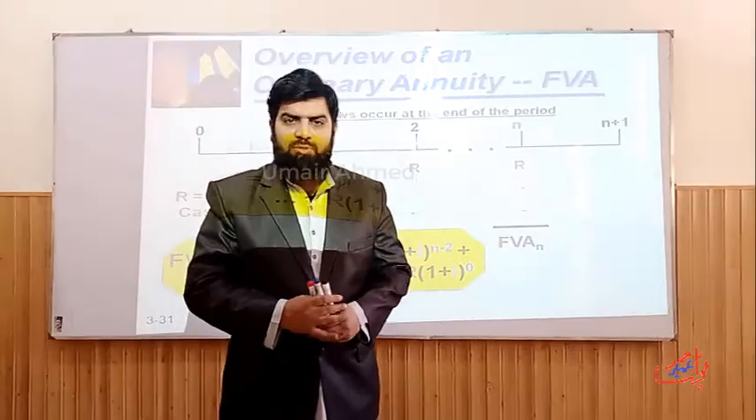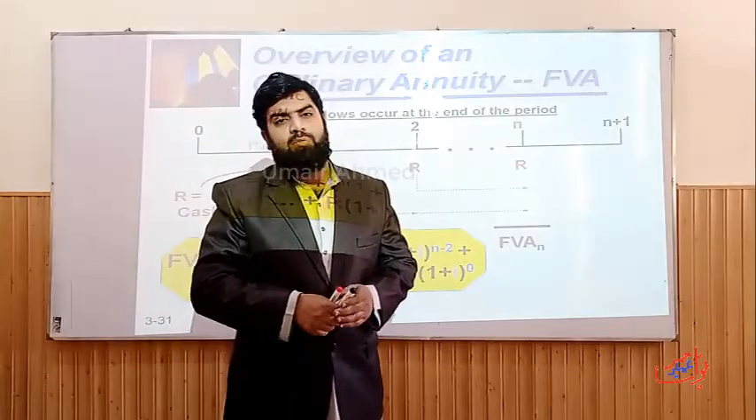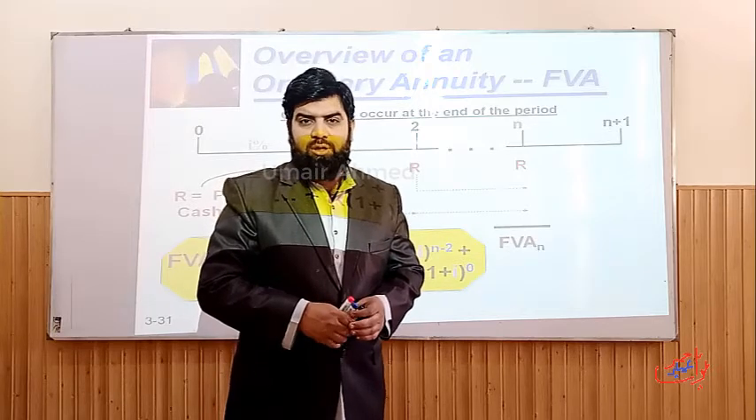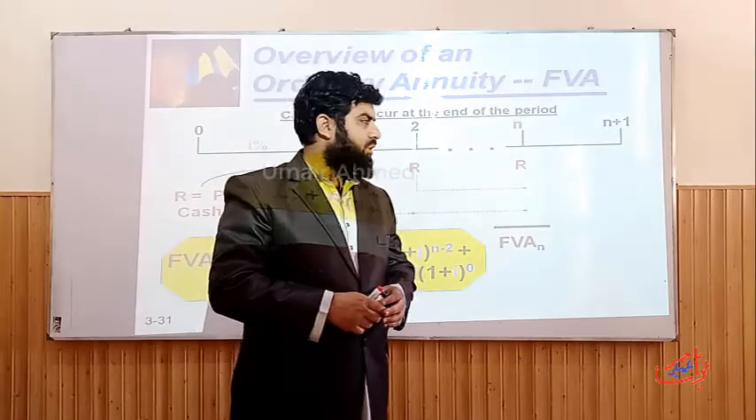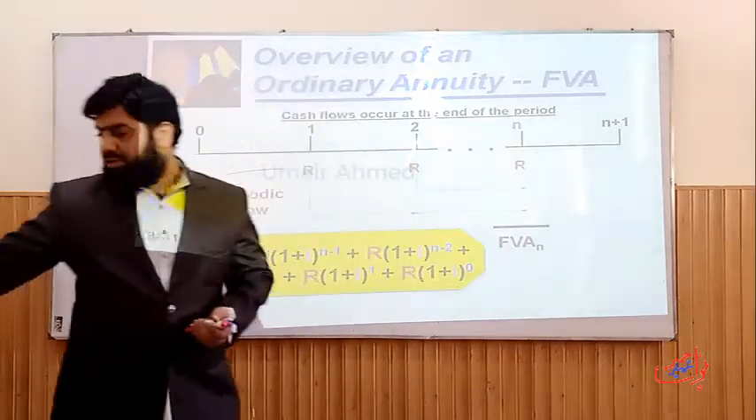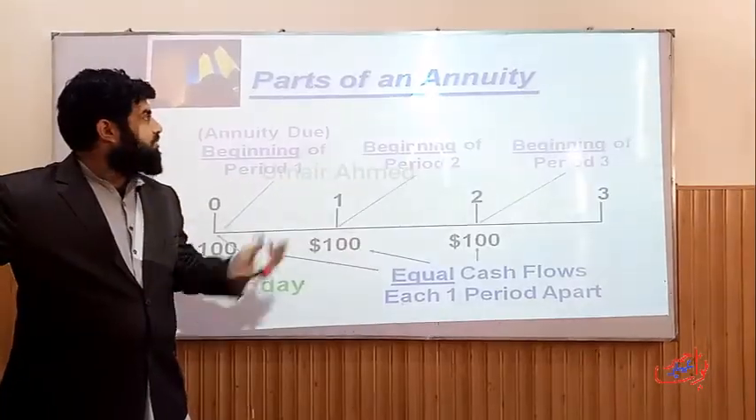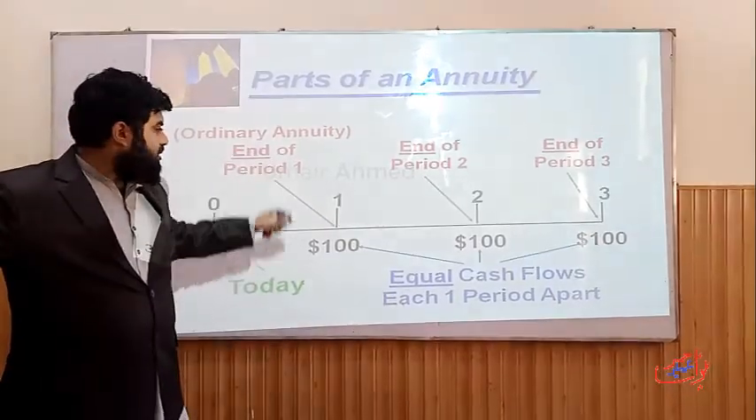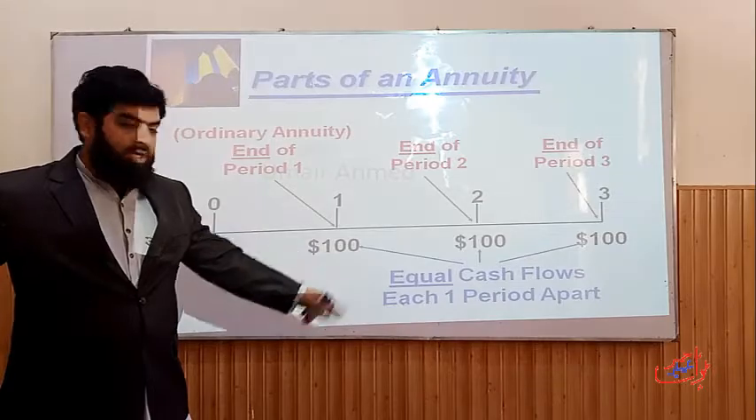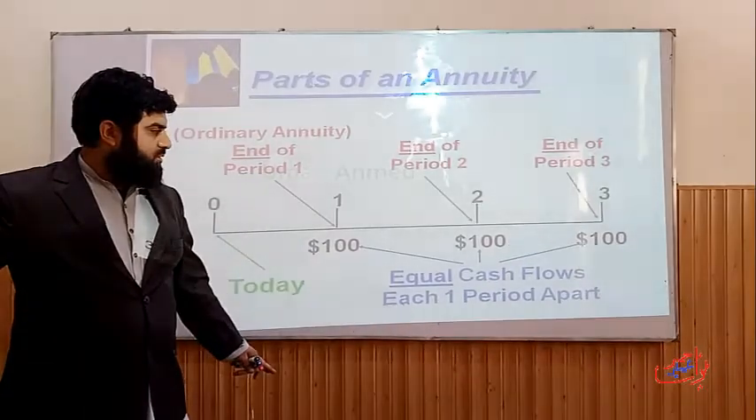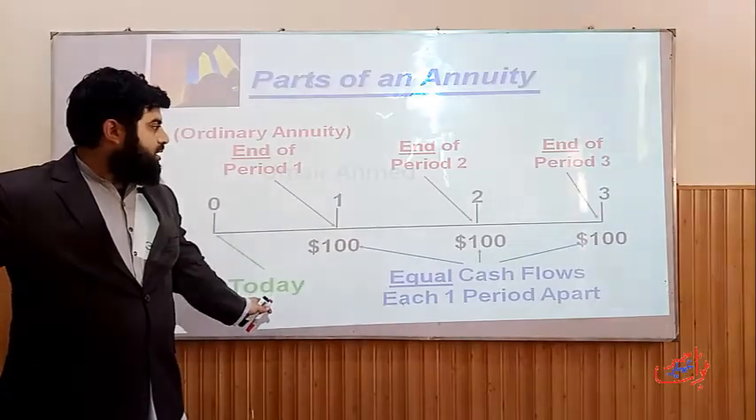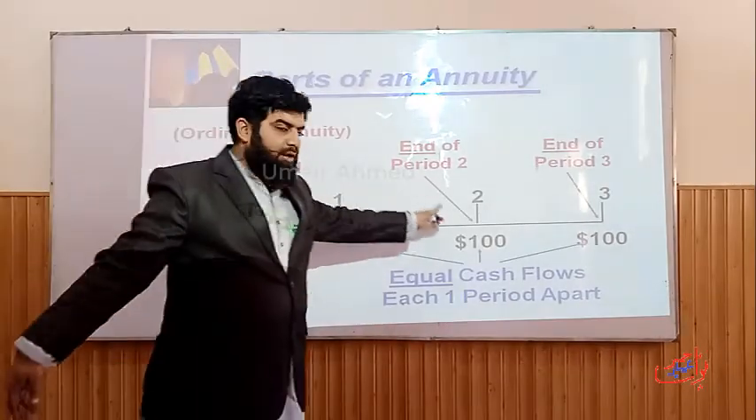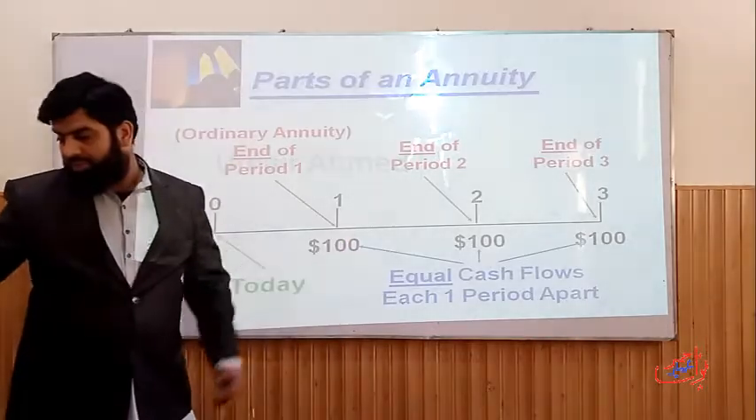In the previous lecture we discussed annuity and its types. Basically, we have two types of annuity. The first one is ordinary annuity, and the other one is annuity due. Before that, we also discussed the parts of annuity. What are the different parts of ordinary annuity? You see that equal cash flow. We discussed this equal cash flow, and also that we pay at the end of the period or we receive at the end of a period.